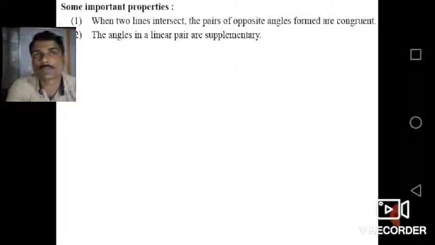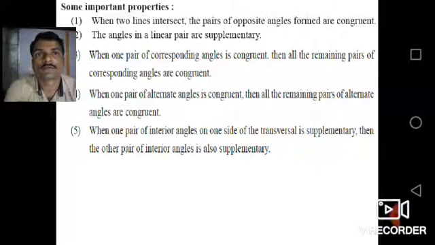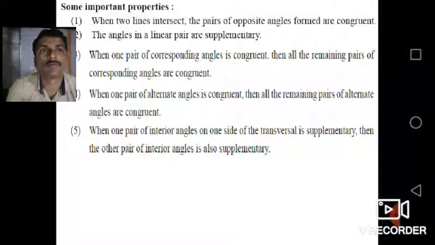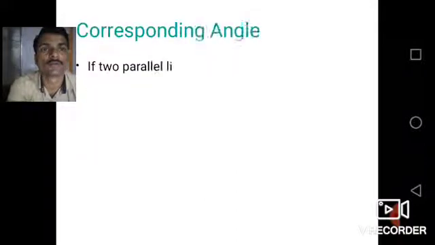Some important properties. When two lines intersect, the pairs of opposite angles formed are congruent. The angles in a linear pair are supplementary. If one pair of corresponding angles is congruent, the remaining pairs are also congruent. If one pair of alternate angles is congruent, all the remaining pairs of alternate angles are also congruent. When one pair of interior angles on one side of the transversal is supplementary, then the other pair is also supplementary.